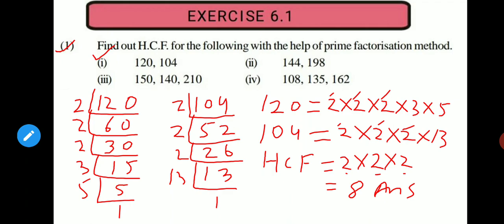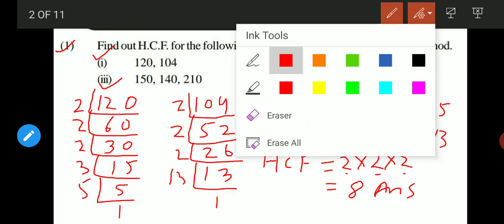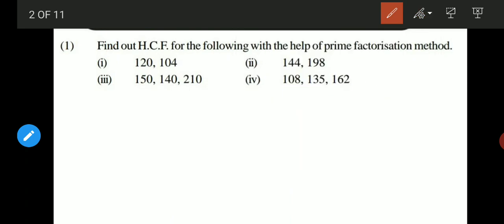Similarly, this question, that means your third question. The second and fourth you can do for homework at home in your copy. So I will do your third portion. How can we do the third portion? First do the prime factorization.